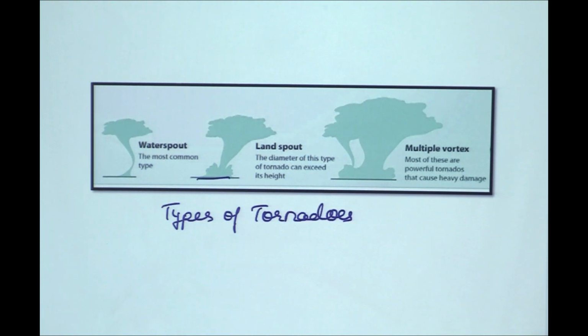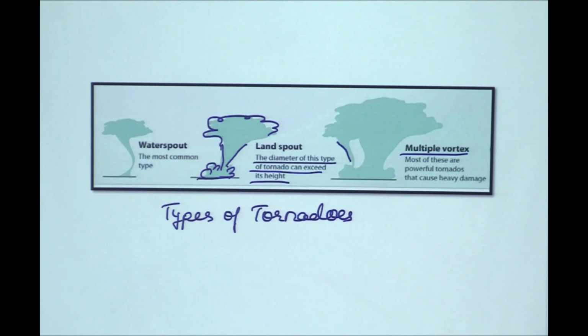includes land sprout, which we have already learned. This is our funnel. This is our cumulonimbus cloud. Diameter of this type of tornado exceeds its height. Multiple vortex, I can have this tornado here. This is a bigger tornado developed on ground. And a waterspout, which is the most common type. What is waterspout tornado? See this with this diagram.